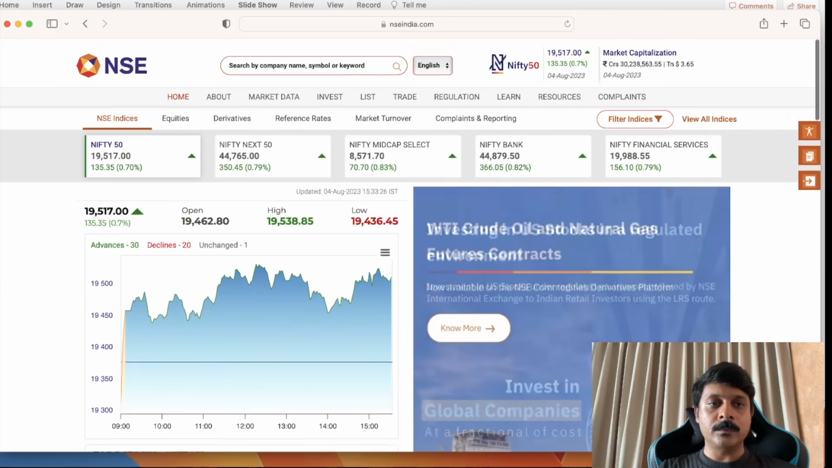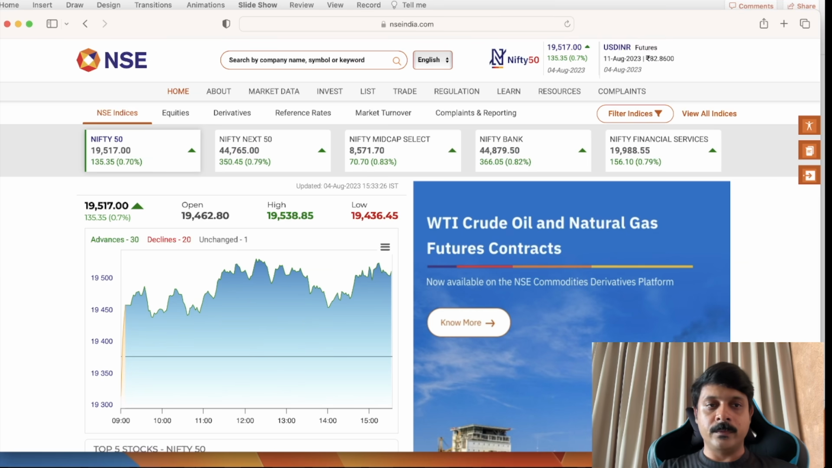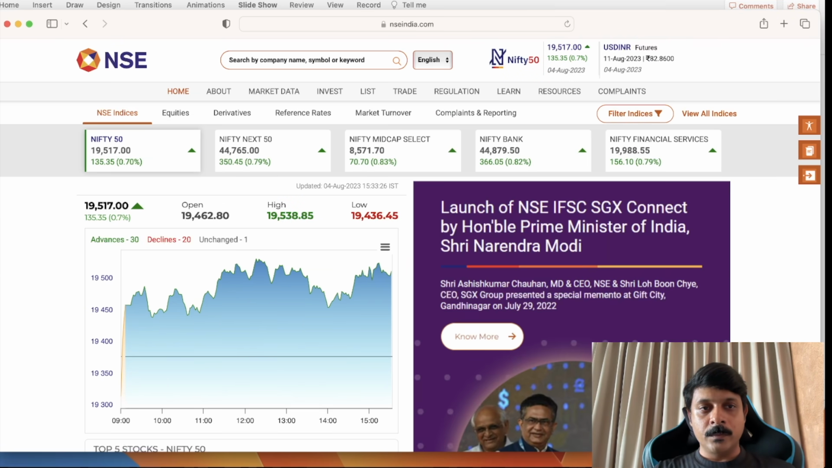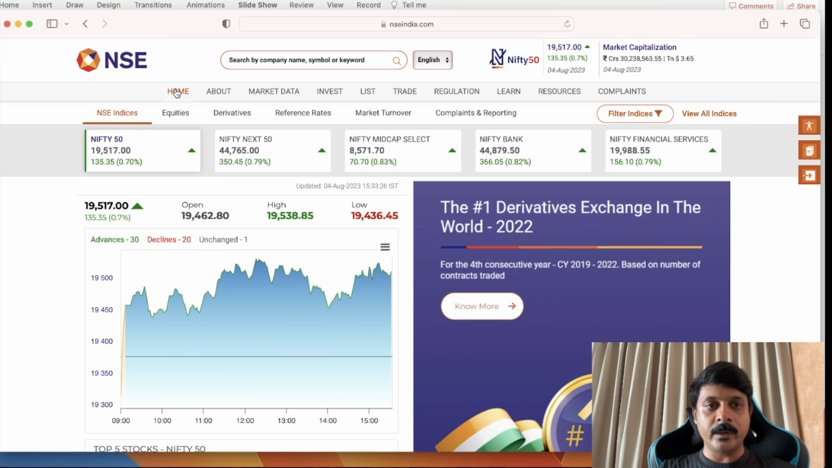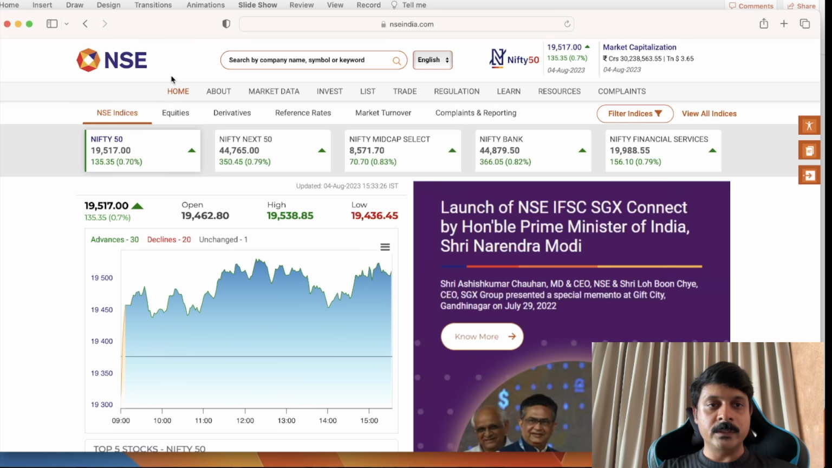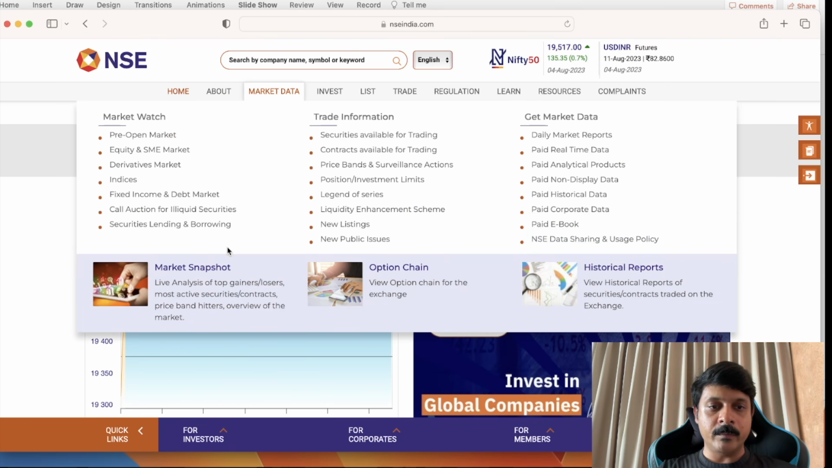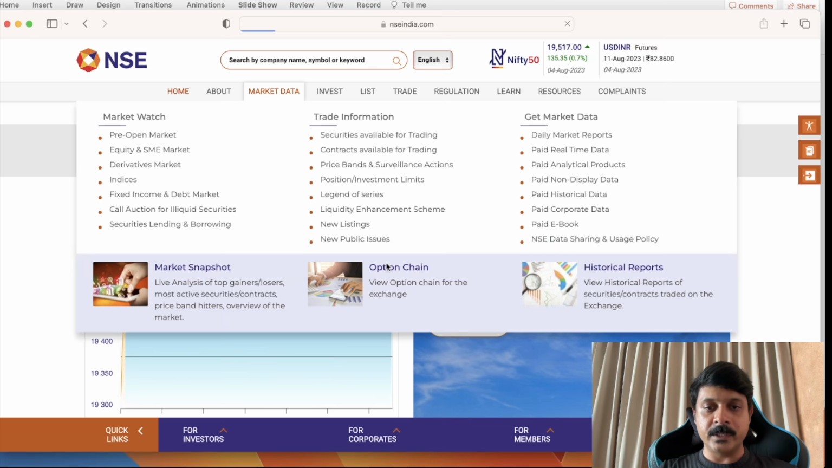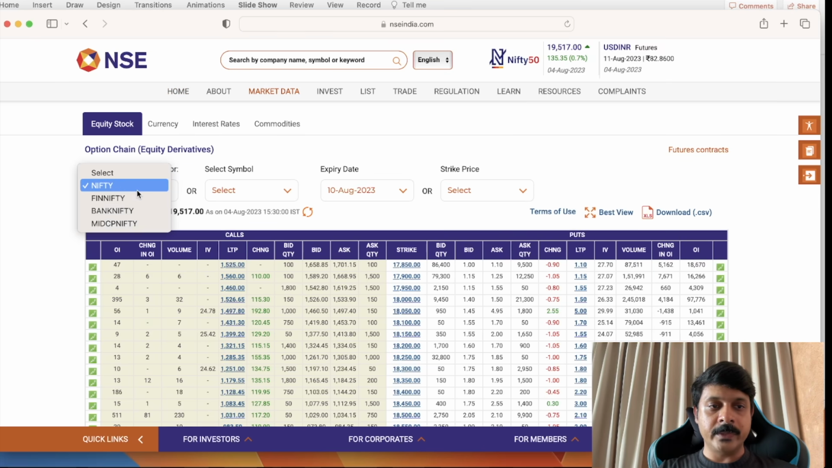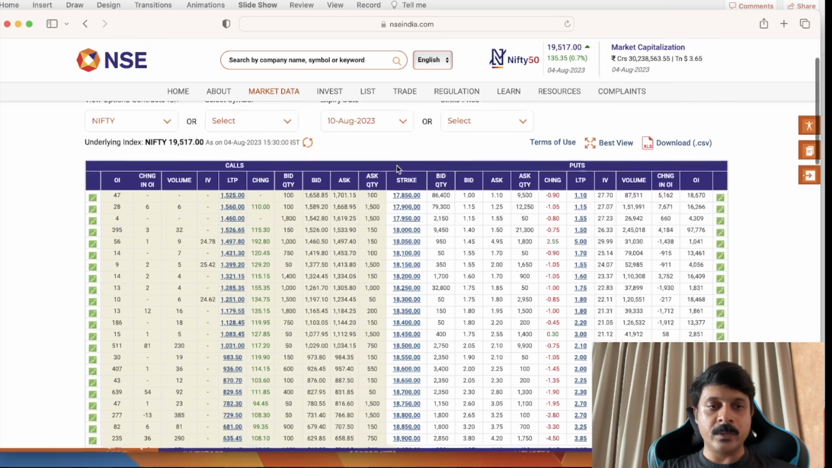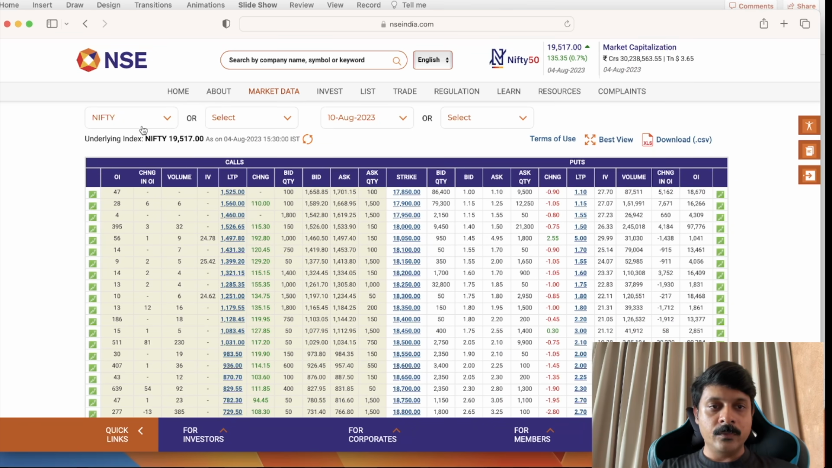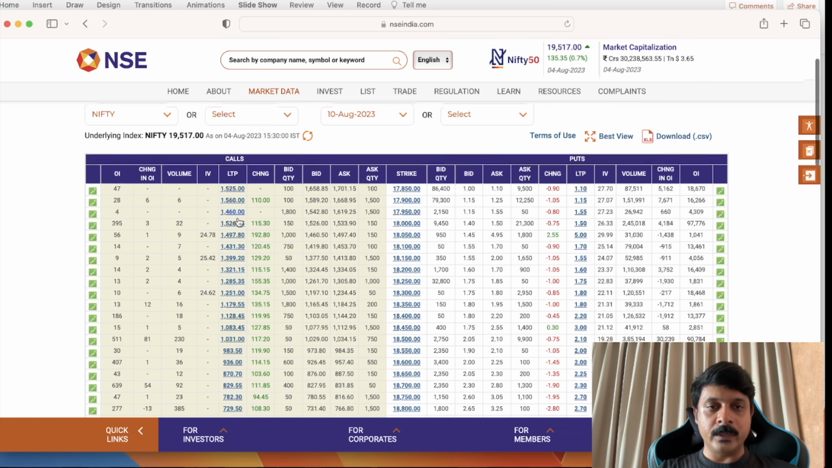Okay, I don't have live data because it's not a live market. The market is closed and it is a Saturday. I'm recording this, but I can show you this on the NSE website. Go to the NSE India website, then to market data, and in market data you can see the option chain. Go to the option chain, select Nifty, Bank Nifty or whatever, and select the expiry day or strike price. When you come here, Nifty is currently trading at 19,517.